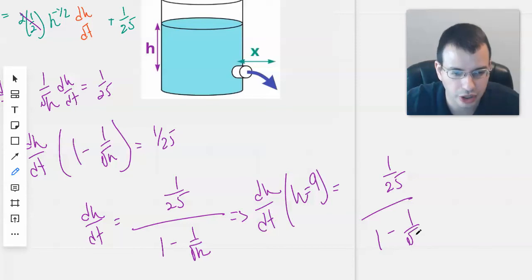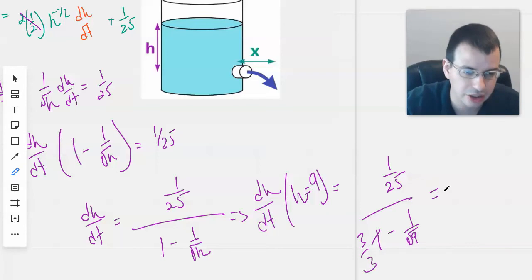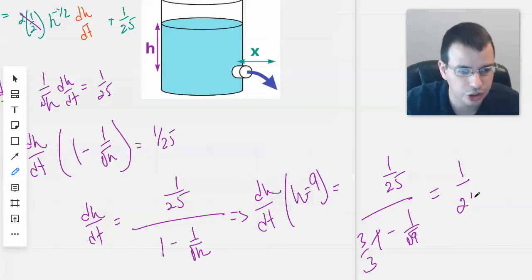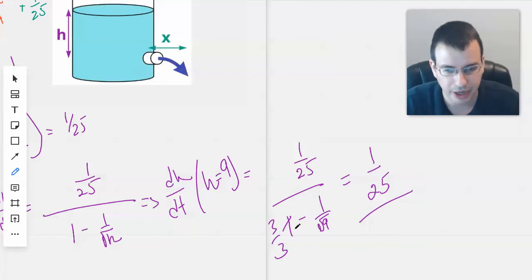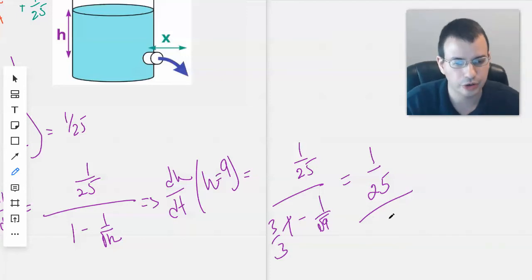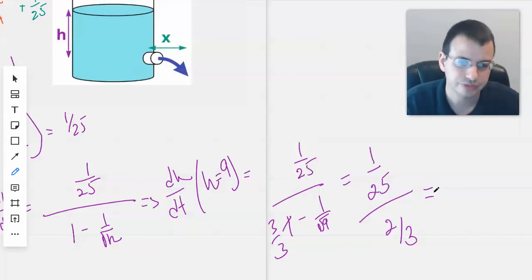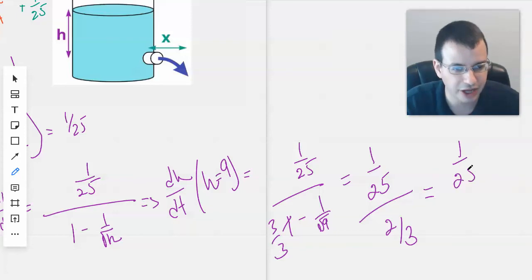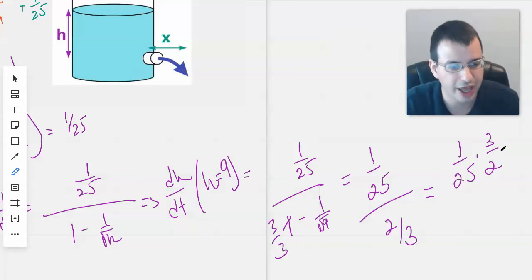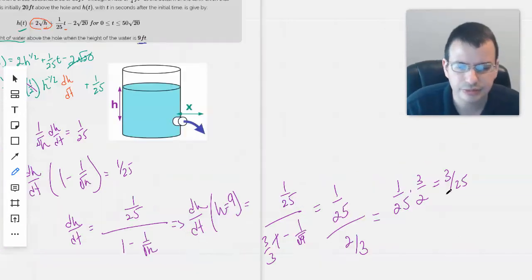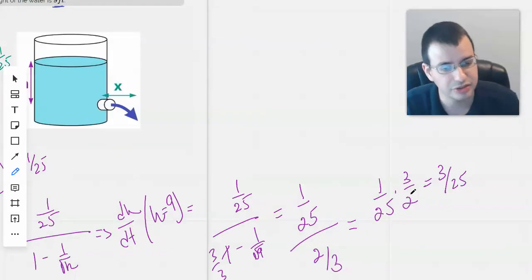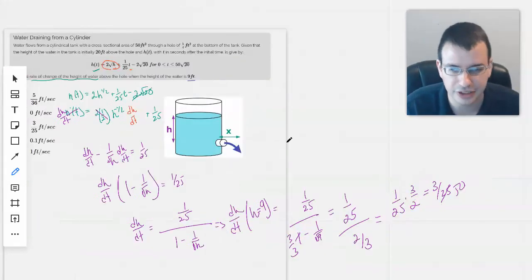Now dh dt when h equals 9 equals 1 over 25 all over 1 minus 1 over square root of 9, which is 1 minus 1/3. I'll rewrite this as 3 over 3. This is 1 over 25 divided by 3/3 minus 1/3, which is 2/3. And so we have 1 over 25 times 3/2, which gives us 3 over 50.